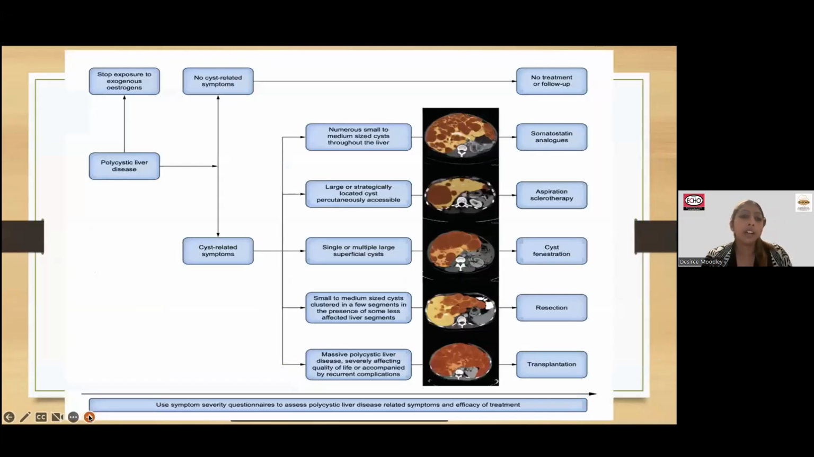So looking at it from an algorithmic point of view, once you have a patient with polycystic liver disease, you should stop exposure to exogenous estrogens, and then it depends on whether they have symptoms or not. No symptoms, you're not going to treat it. If they do have symptoms, in a stepwise approach, depending on how big the cysts are, initially you'd start with medical management, such as somatostatin analogs. If it's large and strategically located, you could then consider aspiration sclerotherapy. Single, multiple, large superficial cysts, cyst fenestration. If it's cysts that are clustered in a certain segment of the liver, that's when you could consider a liver resection. And if it's massive disease, consider liver transplant. But I'll go into that now.